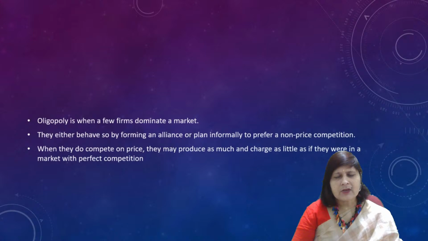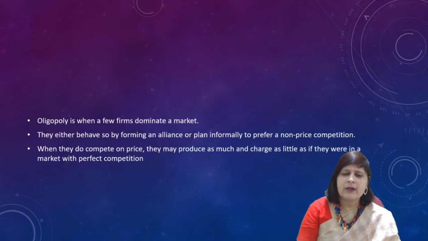Next type of market is oligopoly. Oligopoly is when a few firms dominate the market. They either behave so by forming a coalition or by planning informally to prefer non-competitive prices. They do not compete on price. They may produce as much and charge as little as if they were in a market with perfect competition. Example is Pepsi and Coca-Cola.